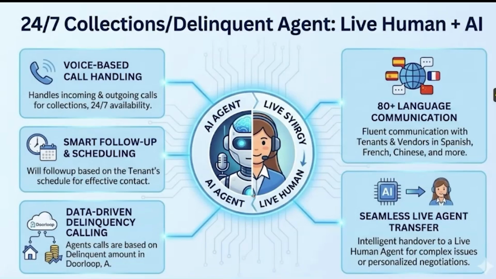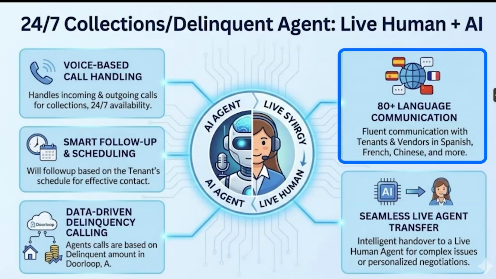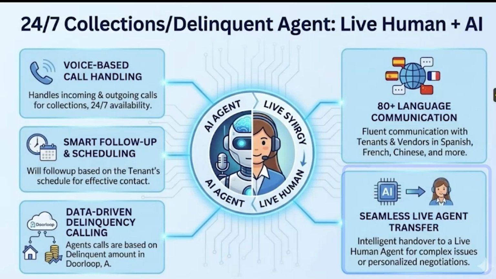The delinquency agent is another agent we have, mainly for delinquent tenants. Again, voice-based, SMS, email. So if a tenant is delinquent on the 5th of the month or the 10th of the month, it makes outgoing calls to the people who are delinquent and notifies them. Depending on the schedule, it can follow up with the tenants based on discussions. It can communicate in multiple languages, up to 80 languages. There's a live agent backing up this AI.